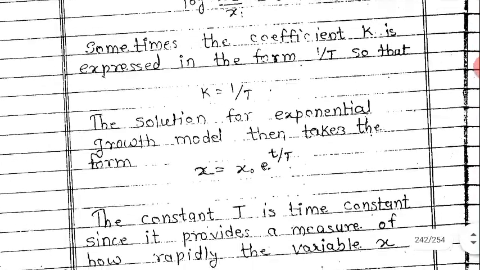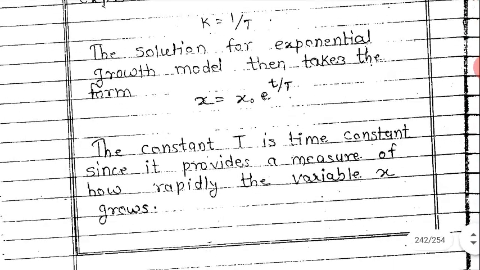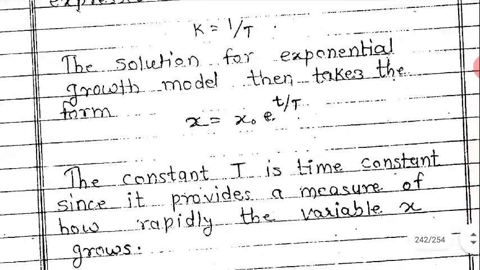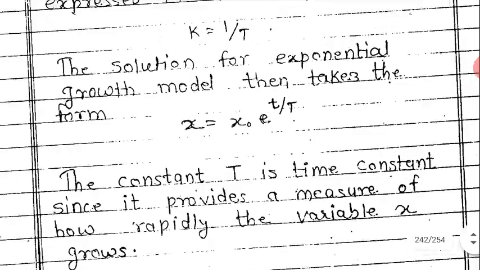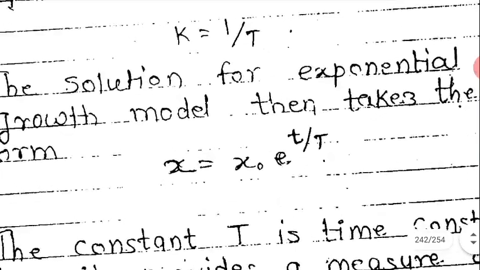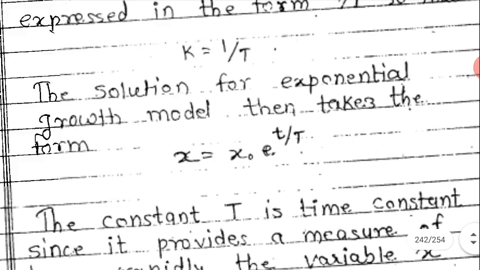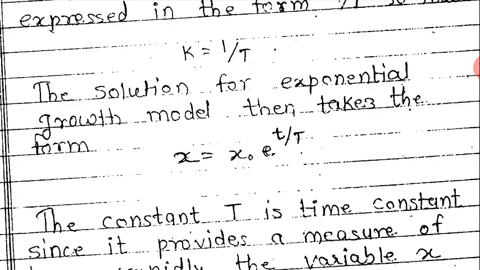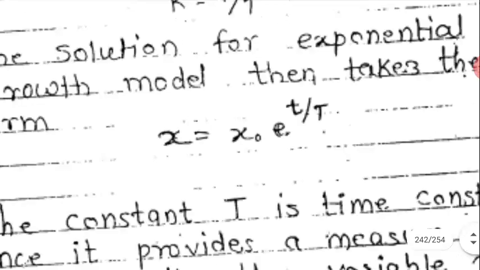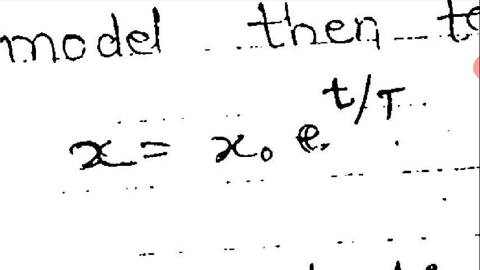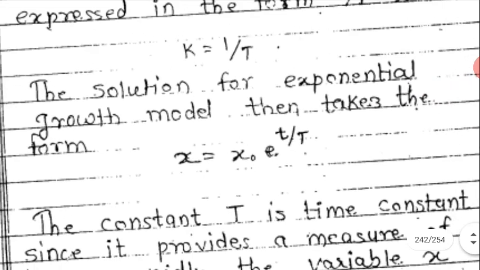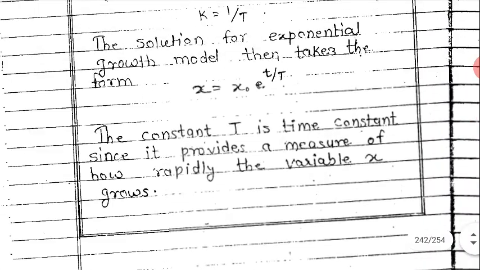Sometimes the coefficient k is expressed as k is equal to 1 by T, where T is the time constant, since it provides a measure of how rapidly the variable x grows. That time constant is put in the equation of x. Then the solution of the exponential growth model will be x is equal to x0 into e raised to the power small t by capital T, and this is the exponential growth model.